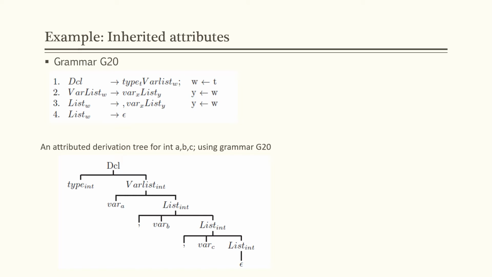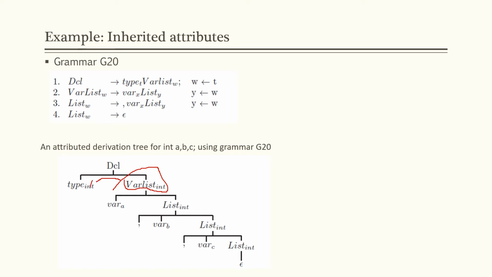Okay, so we have integer a, b, c, where we have a var a, var b, and var c. So actually we want to know what would be the data type for this var a, var b, and var c. So how are we going to know? Actually the data type is inherited from this var list. Okay, so var1 actually is integer. Okay, and this var list integer gets the value integer from this type.